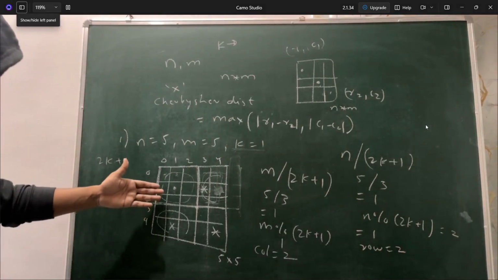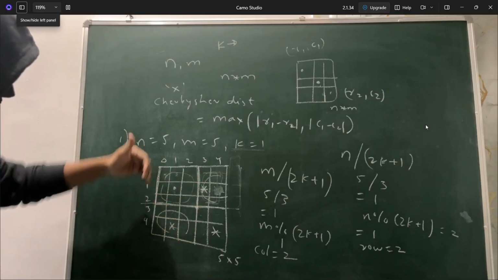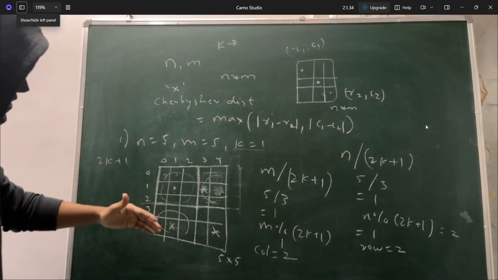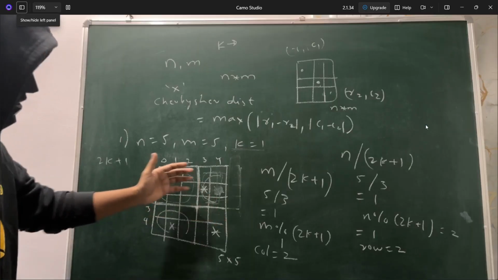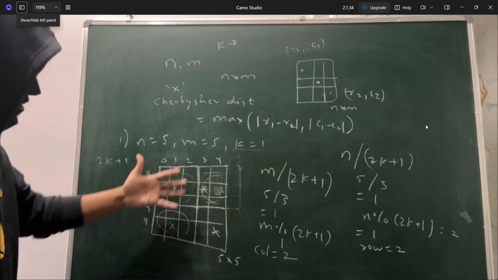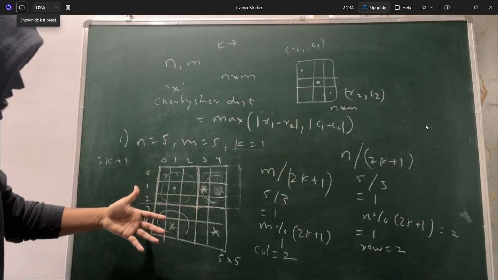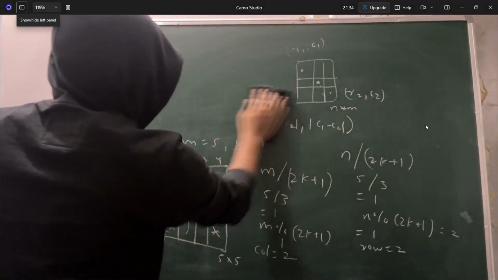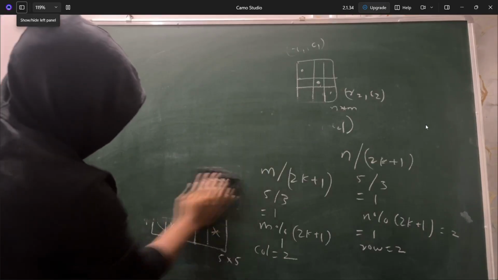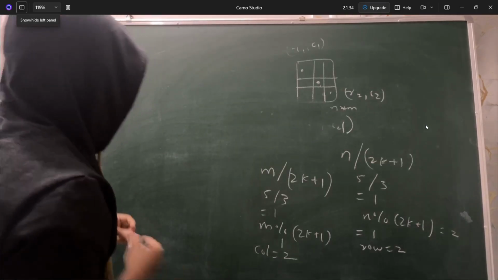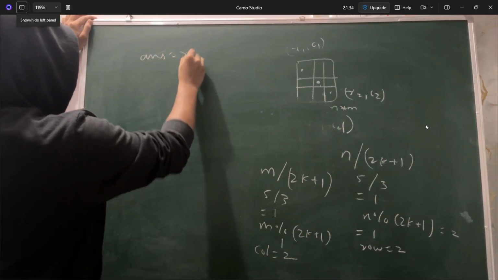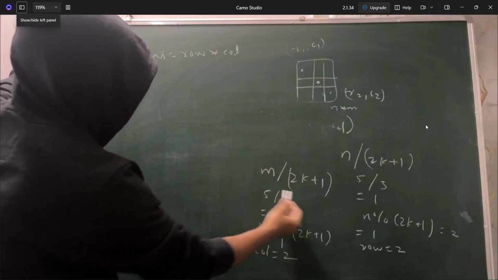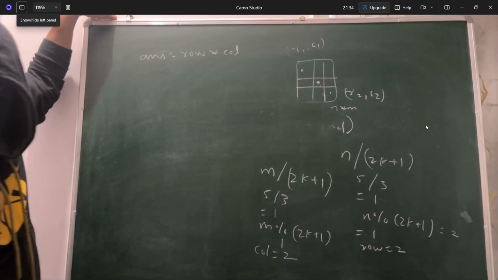Now how many sensors in total? 2 sensors you have placed in this position and 2 sensors in this position. And if you multiply column into row, it is 2 into 2, which is 4. So 4 sensors overall you will be placing. Let me take one more big example so that you will understand why the answer is row into column. Row is given by this formula, column is given by this formula.